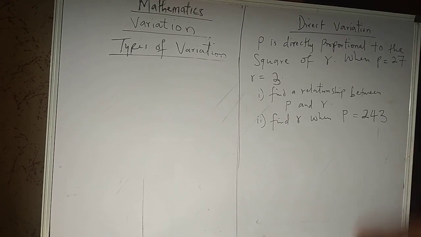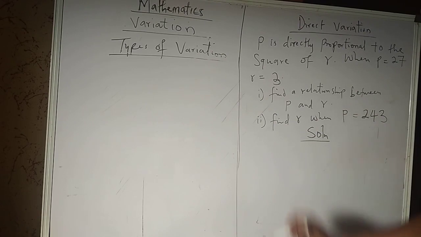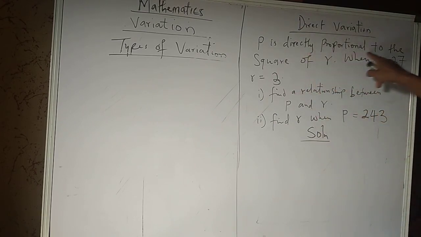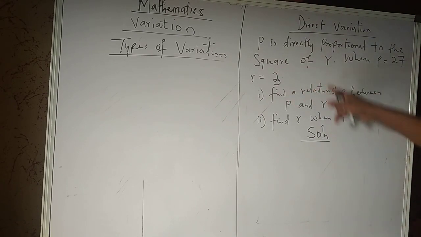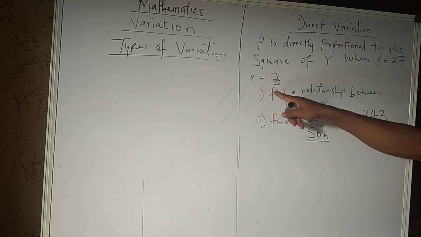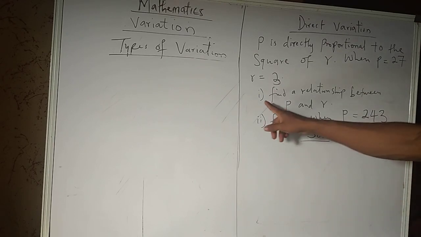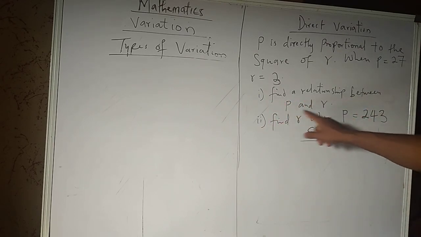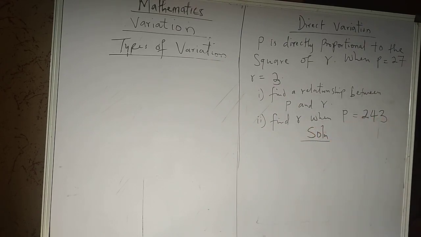Alright, so here is another question and we need to solve it. We are given that P is directly proportional to the square of R. So when P is 27, R is 3. The question says find the relationship between P and R, and find R when P is 243.